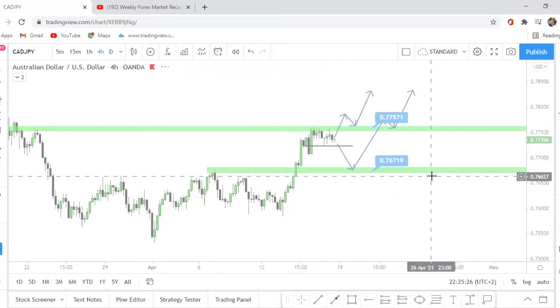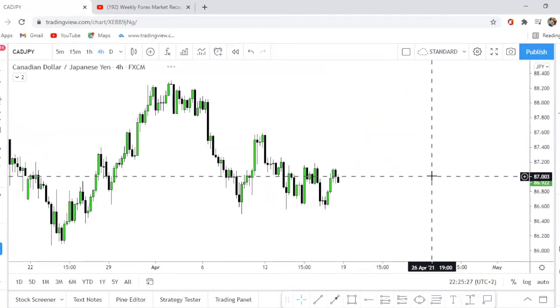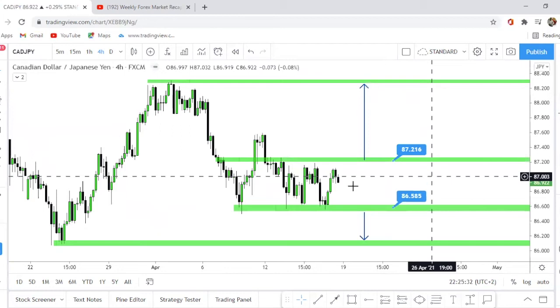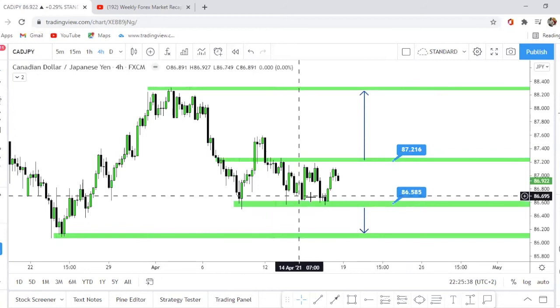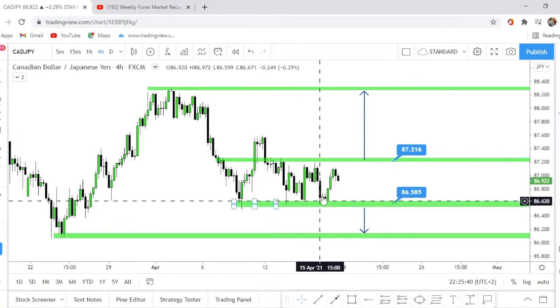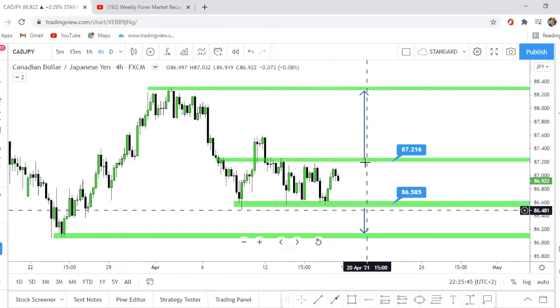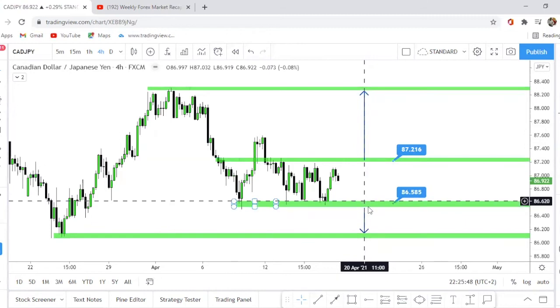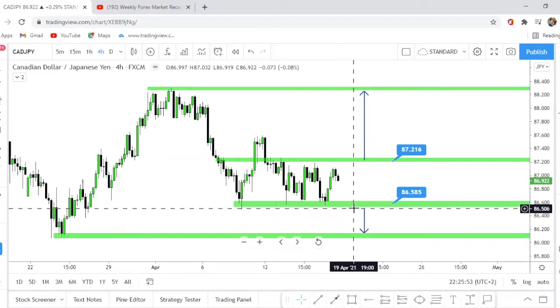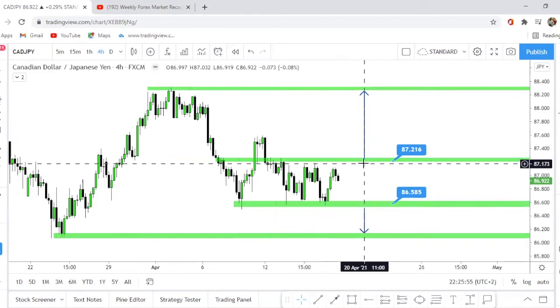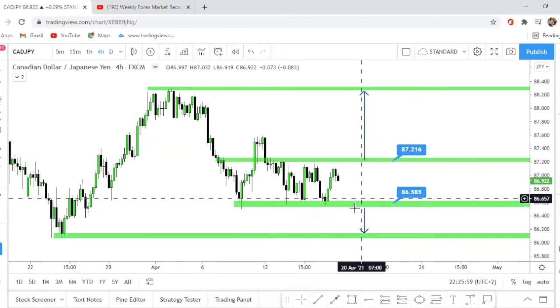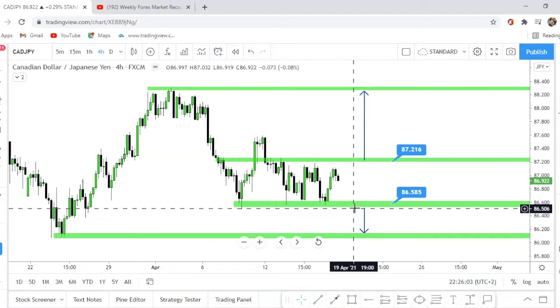All right, the last pair is CAD JPY. CAD JPY is in a consolidation. So again, no major plans for CAD JPY. The only thing that I'll be waiting to see is if price breaks to the bottom or to the top. Our key areas that we're waiting for price to break here at the bottom is 86.585 and 87.216. If price does break these areas, then we will take the trade either to the upside or to the downside.